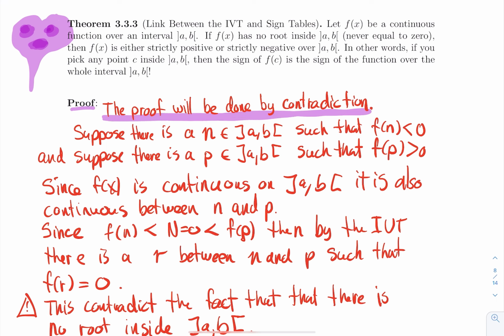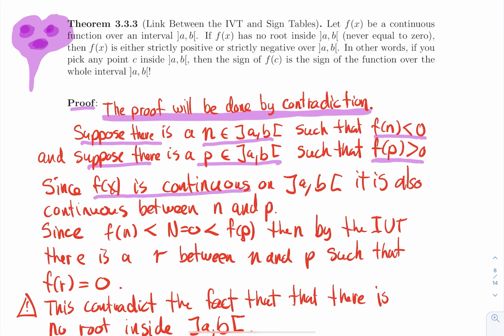Suppose the function has a point somewhere where the function is negative. So suppose there's a point, let's say n for negative, between a and b such that the output is negative. So f of n is strictly less than 0. And suppose there's another point, let's call it p for positive, in that interval ab, such that the output there is strictly positive. So f of p is strictly bigger than 0.